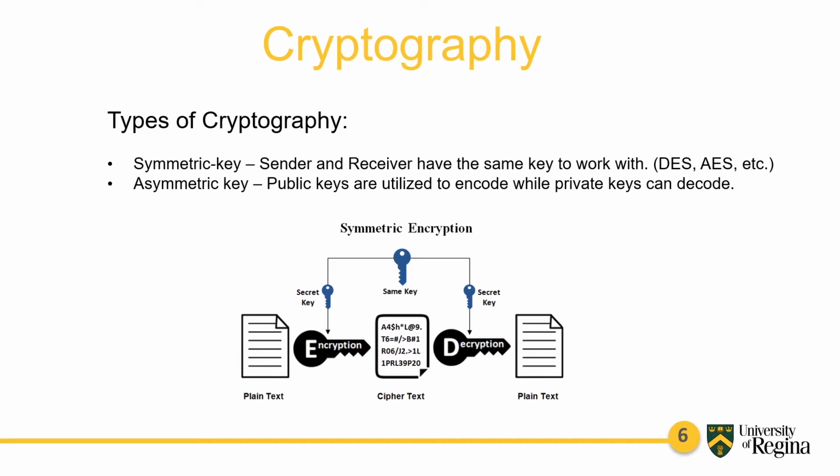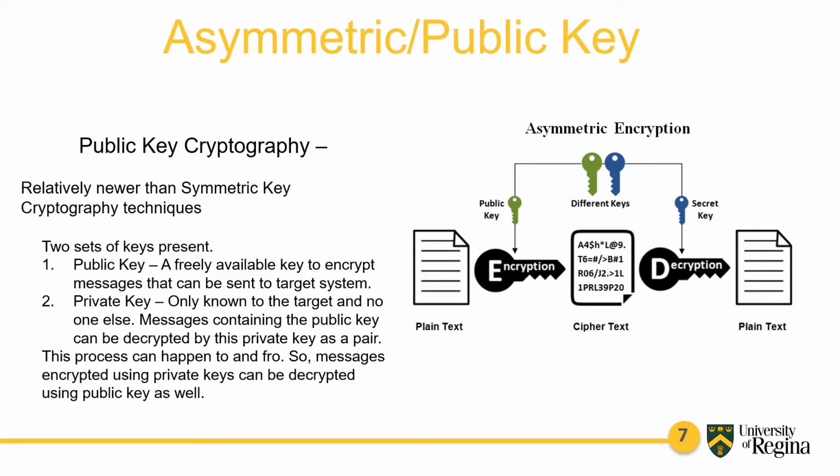They are methods in which public keys are utilized to encode while private keys can decode. Okay, it is relatively newer than the symmetric key cryptography methods. As mentioned, we have two sets of keys present, public key and private key. Public key is a freely available key to encrypt messages that can be sent to the target system. And private key is only known to the target and no one else. Messages encrypted with the public key can be decrypted by this private key as a pair.